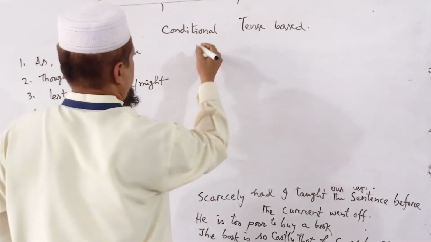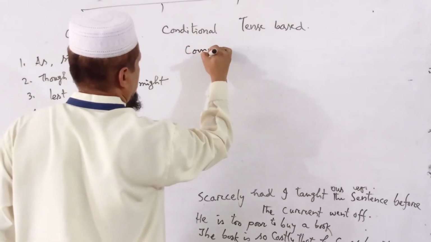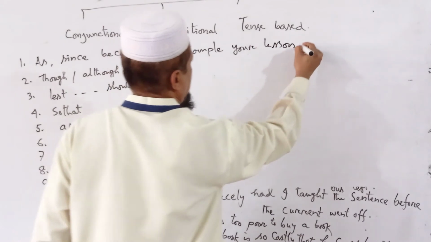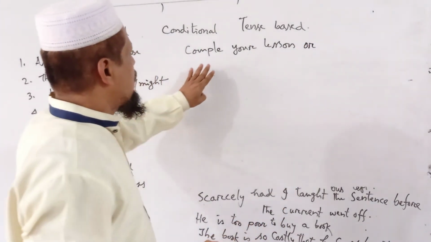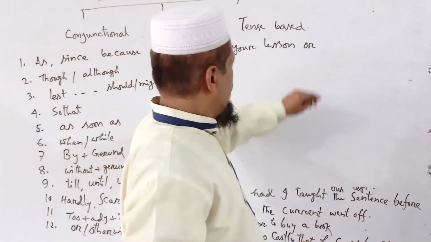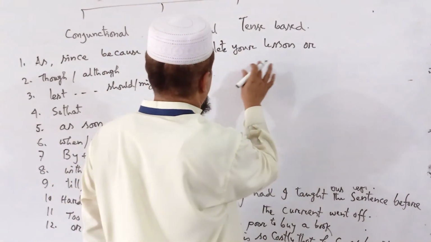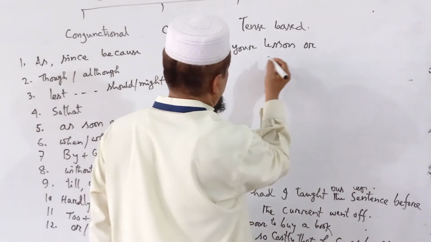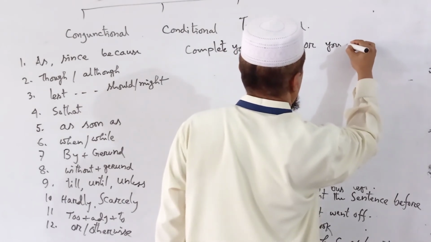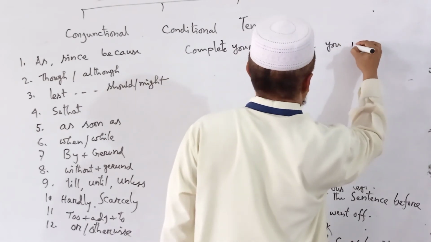Now I will wipe out the book. Or otherwise. Complete your lesson or you fail. If the first clause is connected with or, then you will use another clause according to the first clause. Complete your lesson or you will fail.